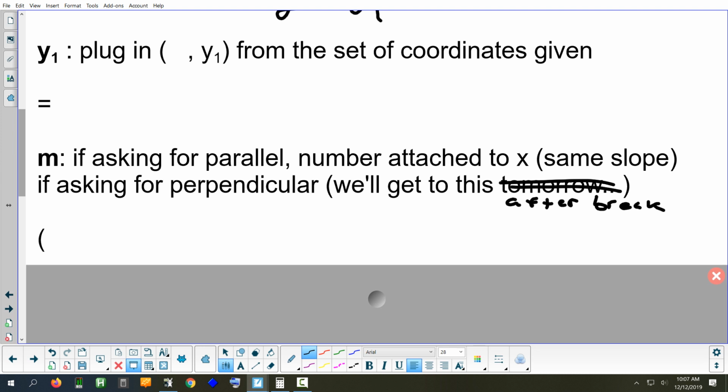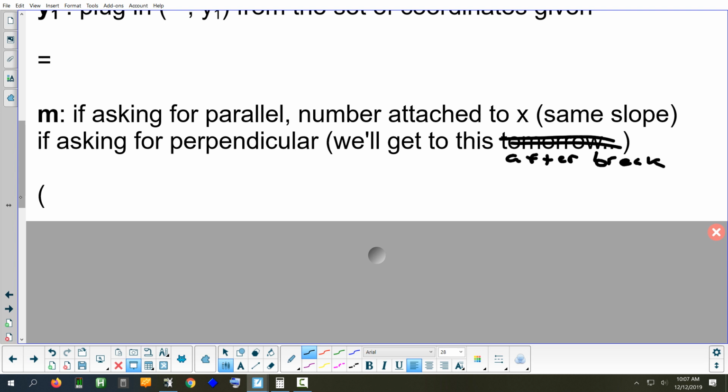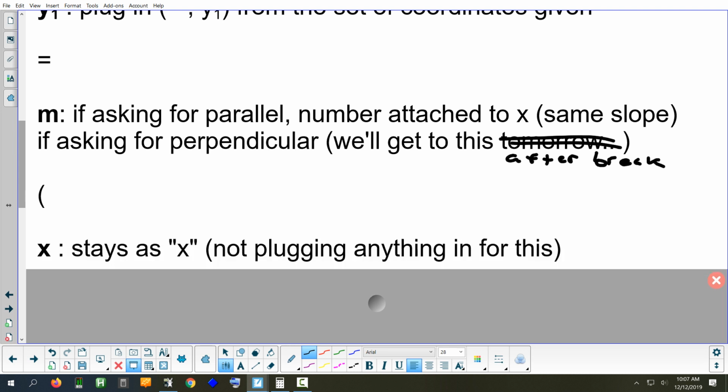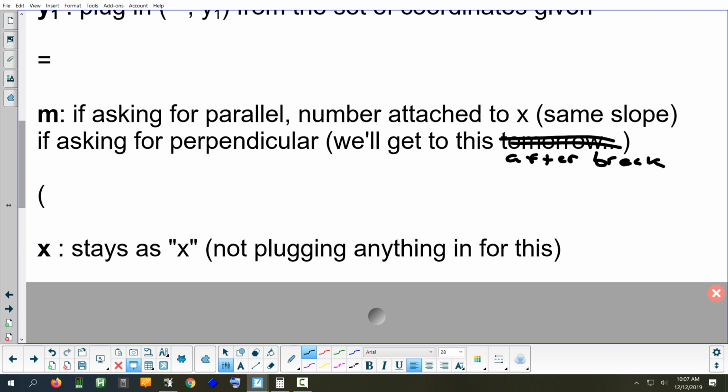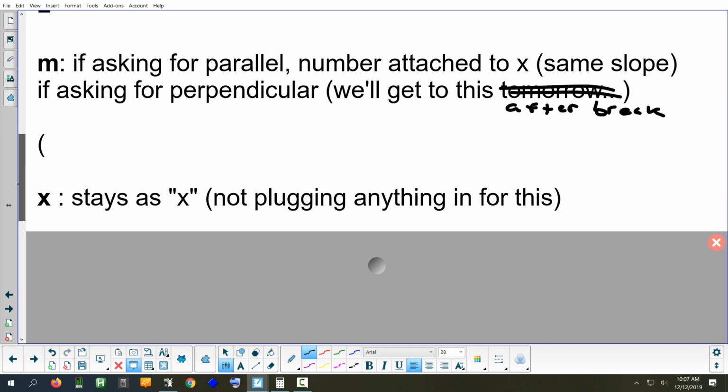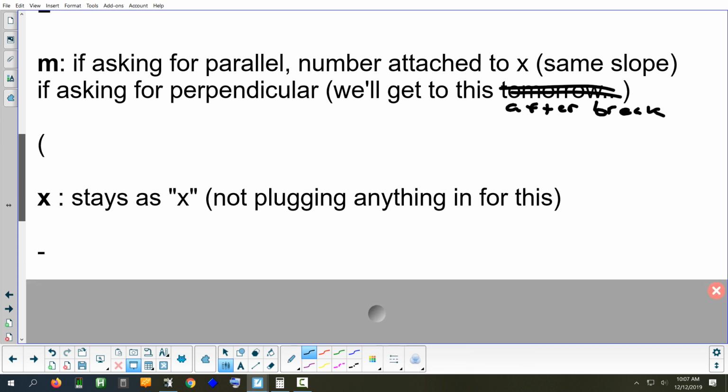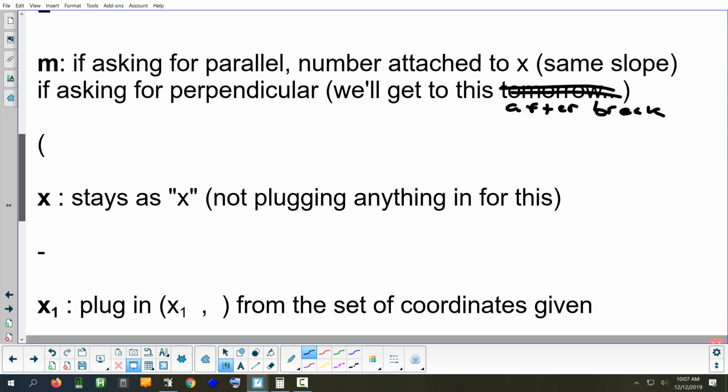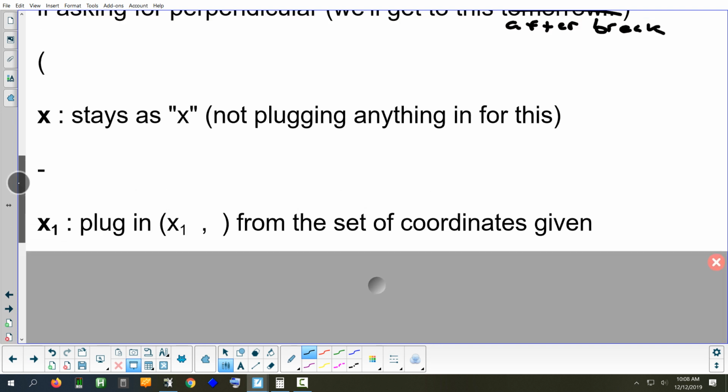Okay. After your slope, you've got a parenthesis. Nothing you got to do with that. What's the first thing you put inside the parenthesis? X. X stays as X. You don't have to do anything with that. What comes after the X? Minus. A minus. Don't have to do anything with that. What comes after the minus? X1. You do have to do something with that. You have to plug in a number.